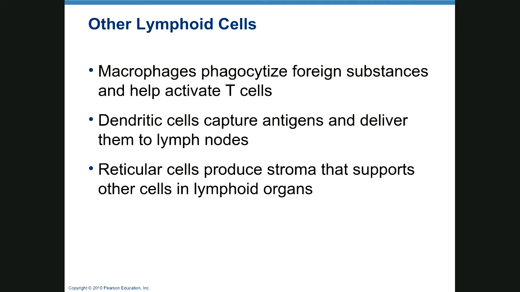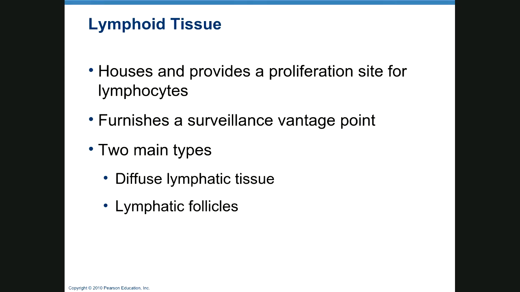There's other lymphoid cells. Macrophages are there to phagocytize foreign substances. They also alert T cells, the T lymphocytes, to the fact that there's something foreign there. Dendritic cells capture antigens and deliver them to lymph nodes. And then reticular cells actually make the stroma, which is the house that supports the other lymphoid organs. It builds the lymph node.